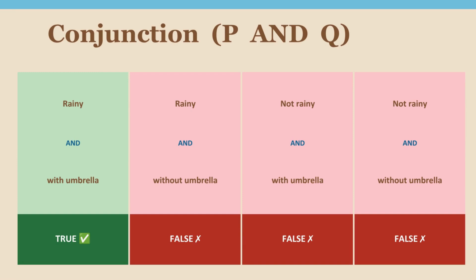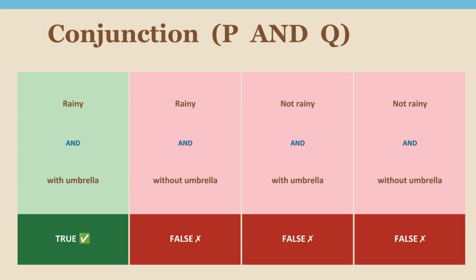The first combination is it is raining and I have an umbrella. The second is it is raining and I don't have an umbrella. The third, it is not raining and I have an umbrella. The fourth combination, it is not raining and I don't have an umbrella. As you can see, only the first case is true, where both the statements p and q are true. In the other three cases, it is false.